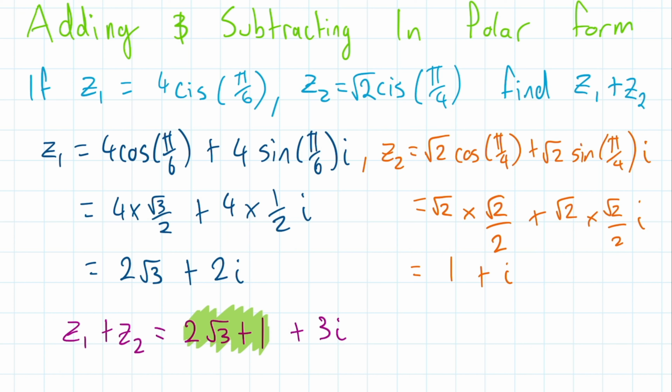2 root 3 plus 1 plus 3 lots of i, where this 2 root 3 plus 1 would be my real component. So sometimes you might see this bit here put in brackets like so, just so we can view this as one big term. This is one real component here of my question. If I was subtracting numbers in polar form, then I just do the exact same thing, but now I'm going to subtract my real parts, and I'm going to subtract my imaginary parts like we did in a previous video.